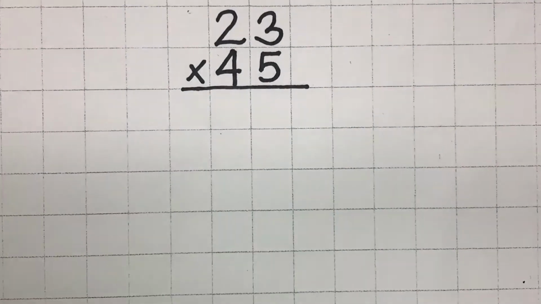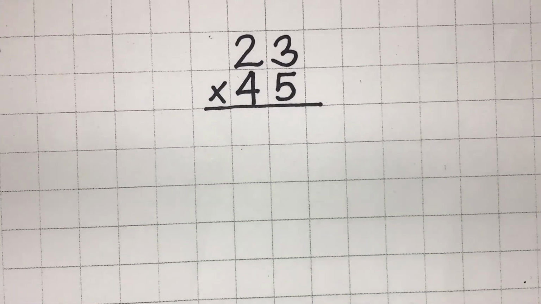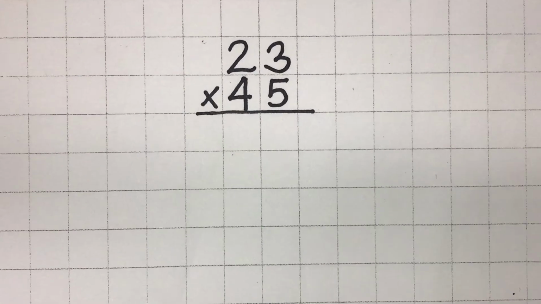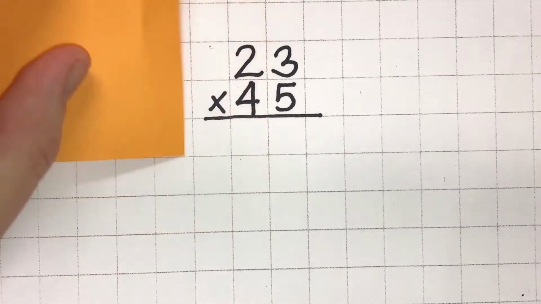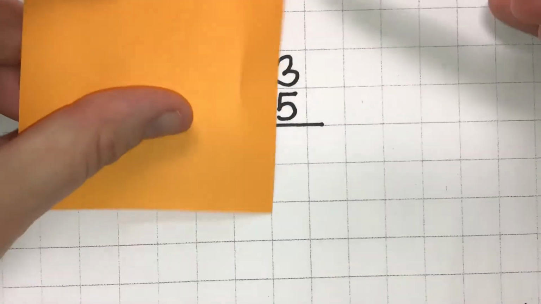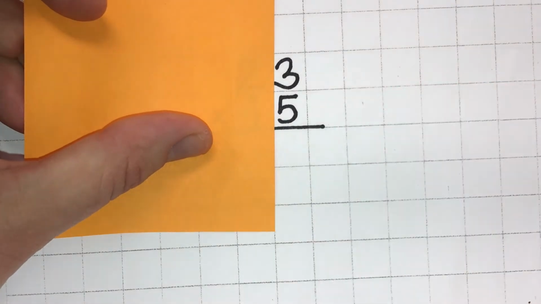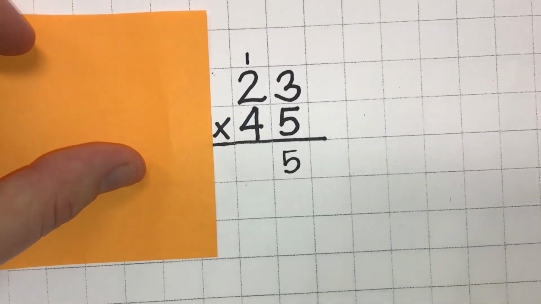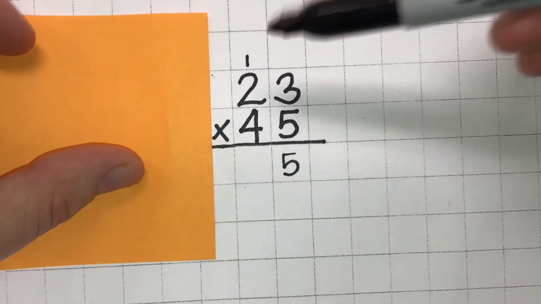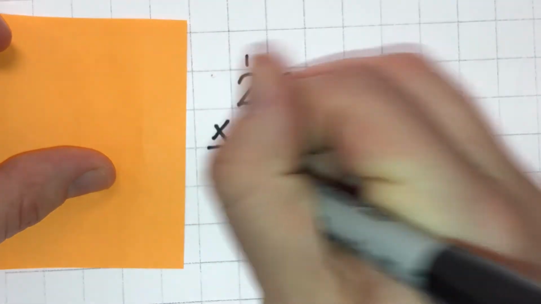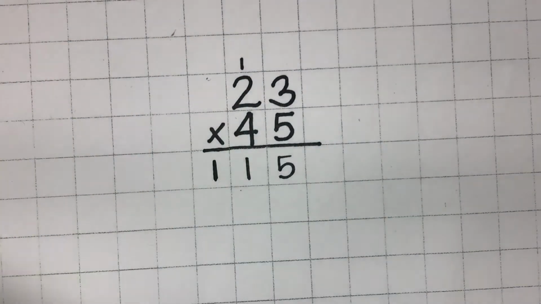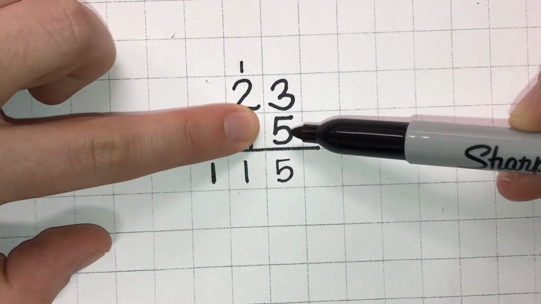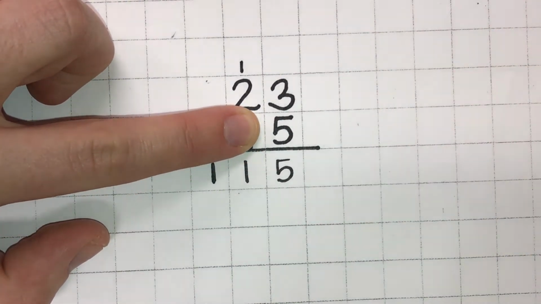Alright, so let me just zoom in a tiny bit. Okay, so here we have 23 times 45. So what we want to do is take each place value at a time. So first we want to go from 5 to 3. So 5 times 3 is 15. So I'm going to put the 5 down and carry that 1 for 15. Okay, now 5 times 2 is 10, plus the 1 that we just carried gives us 11. So technically 23 times 5 is 115.